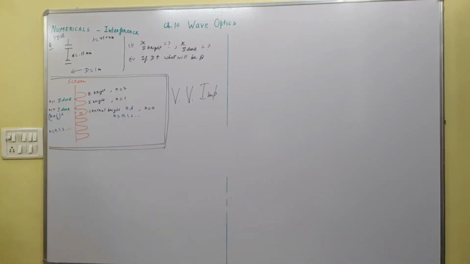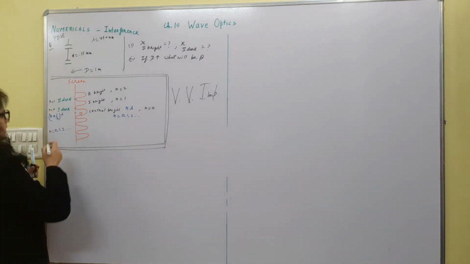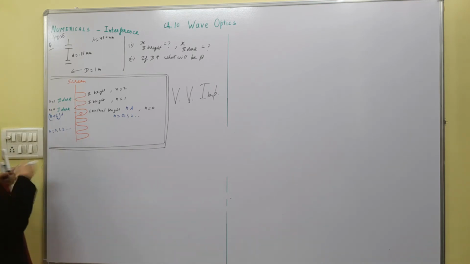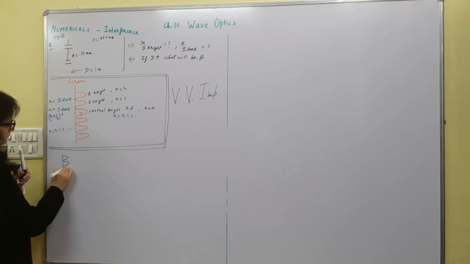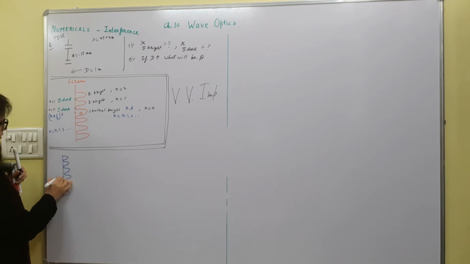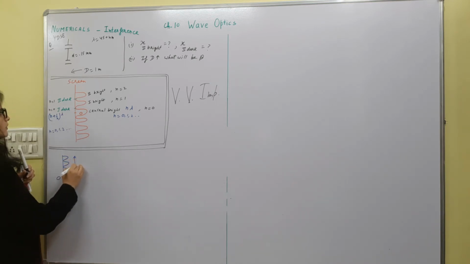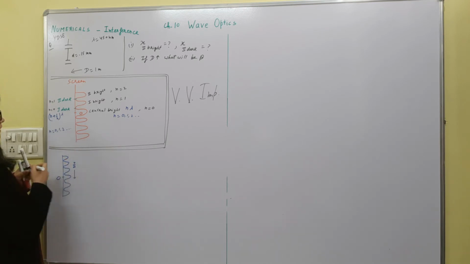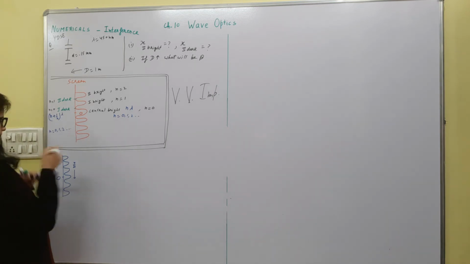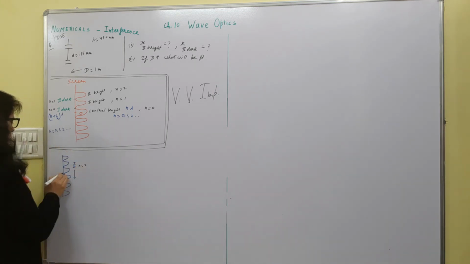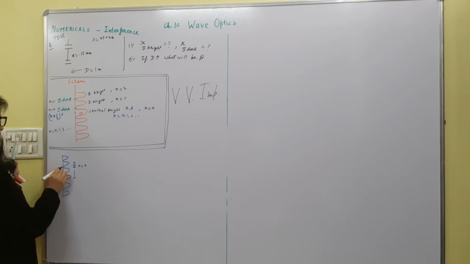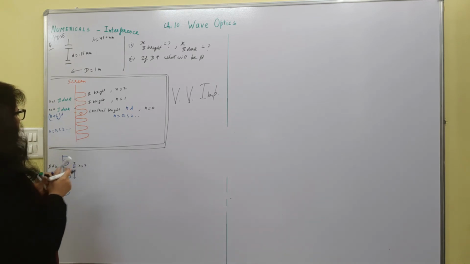Right. So now we can do this question easily. We have to find the distance of the second bright. If this is your central, this is first and this is second. That means for second bright n is equal to 2. And this is first minima, first dark. This is second dark. So this is n is equal to 1. So let's find out this.